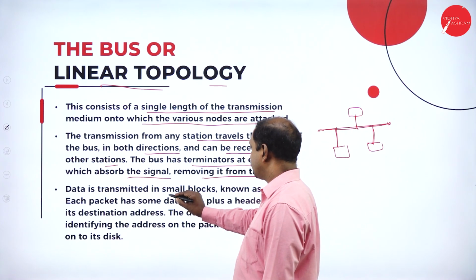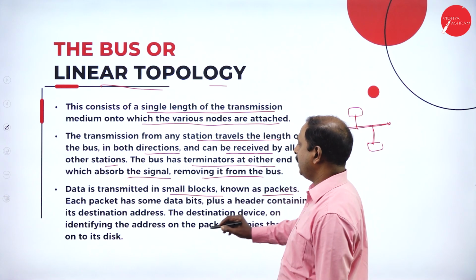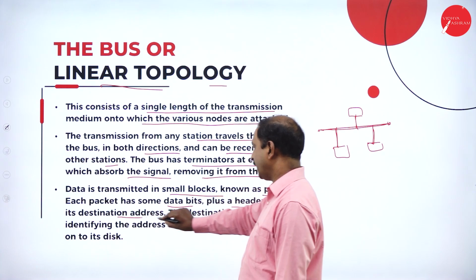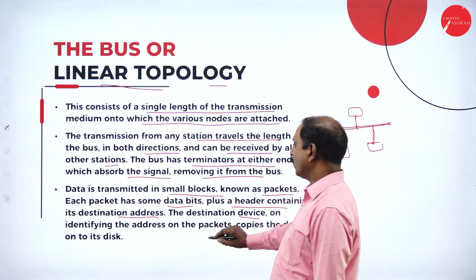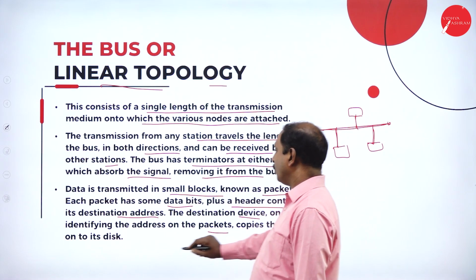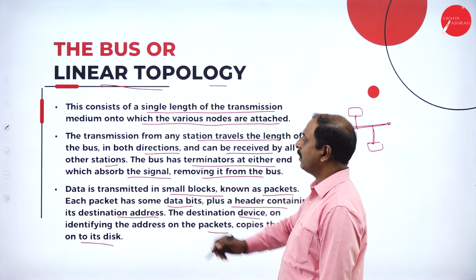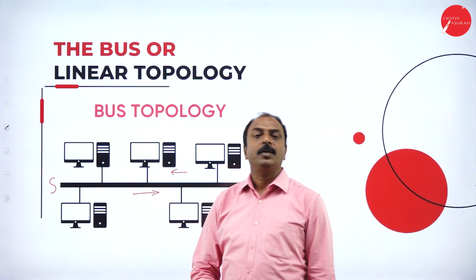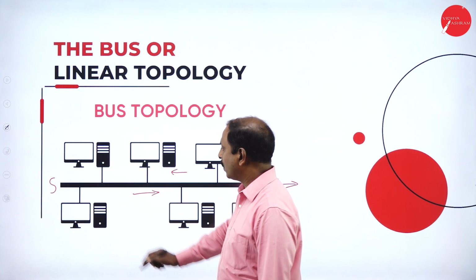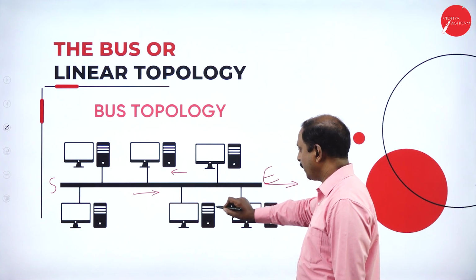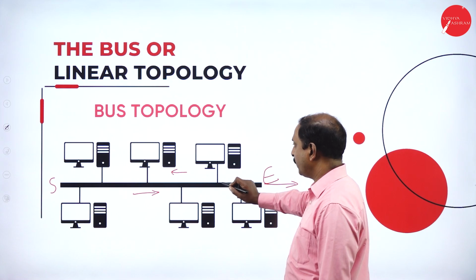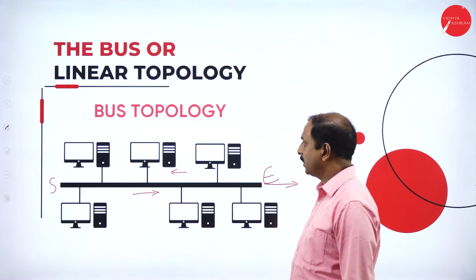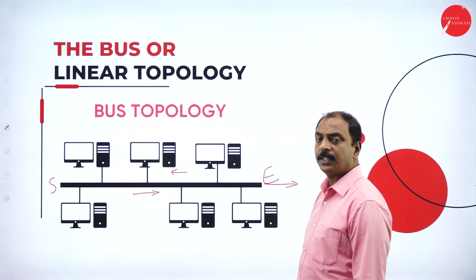Now, data is transmitted in small blocks known as packets, and each packet has some data bits plus a header containing a destination address. The destination device, on identifying the address on the packet, copies the data onto its disk. So this is how the communication takes place here. Each and every packet of data has a destination address. Accordingly, the particular computer picks up the data from the network and it is copied onto the respective computer's hard disk. So this is how this bus topology functions.